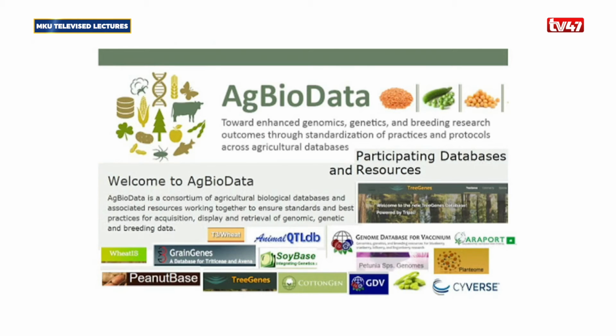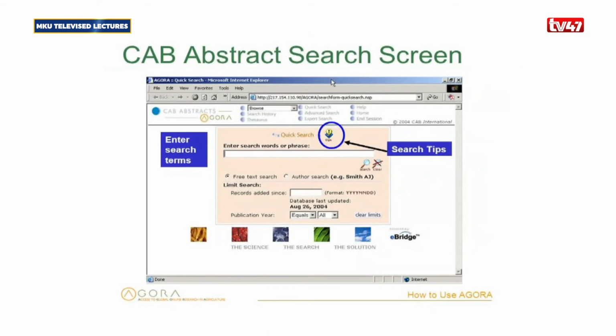Now, some portals or aggregates of agricultural information are like this CAB Abstractor, where CAB stands for Center for Agriculture and Biosciences International. It has online databases which can be accessed in a portal such as this one, and you enter the search term, and then you can obtain the data that you want, which has been compiled there.